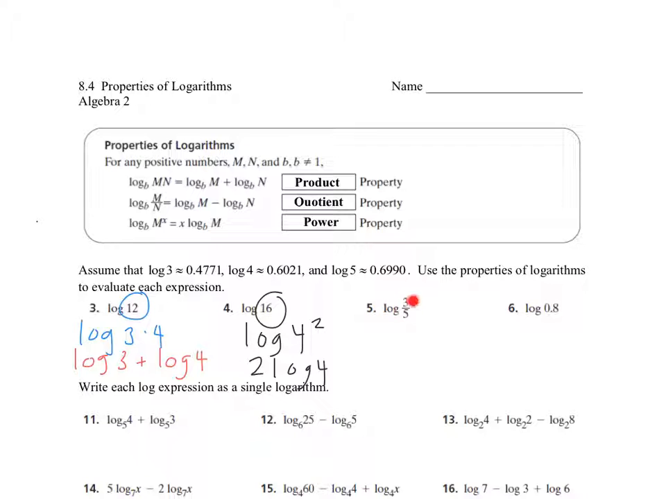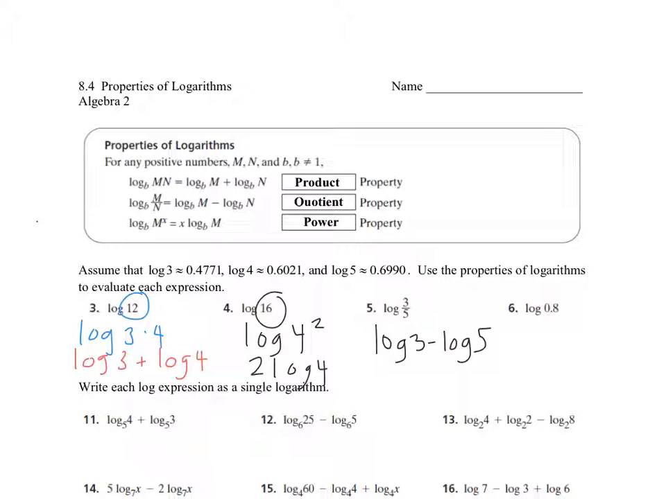And then the third one is log 3 over 5. So we're going to use this property up here. So this is going to be log 3 minus log 5. And I have log 3 and I have log 5. So I can just subtract 0.4771 minus 0.6990. And the last one is 0.8.